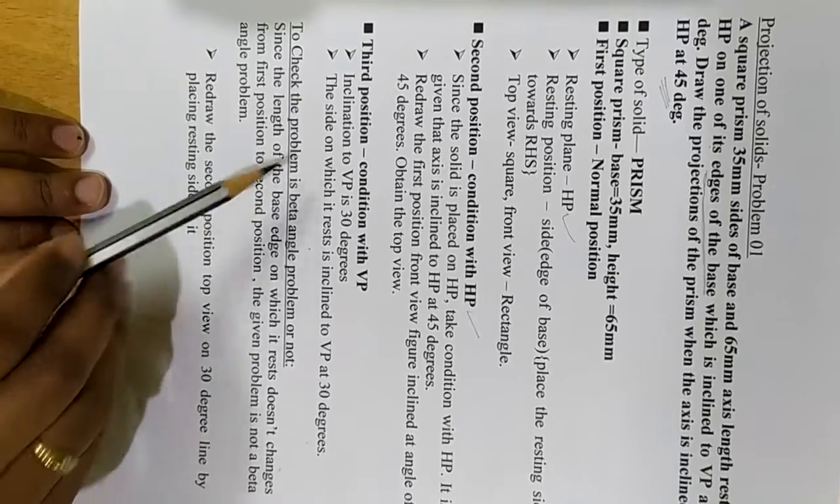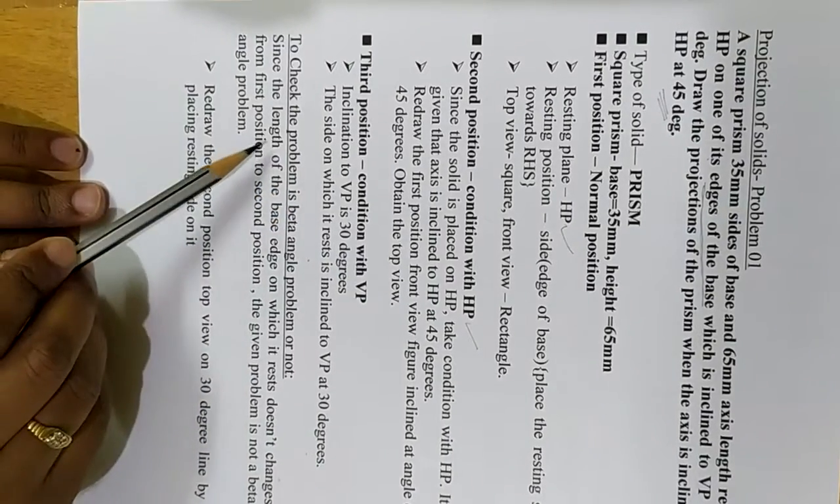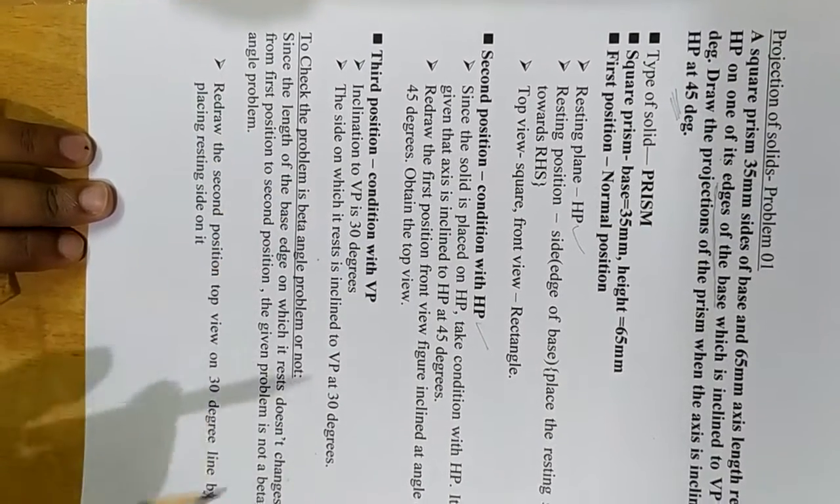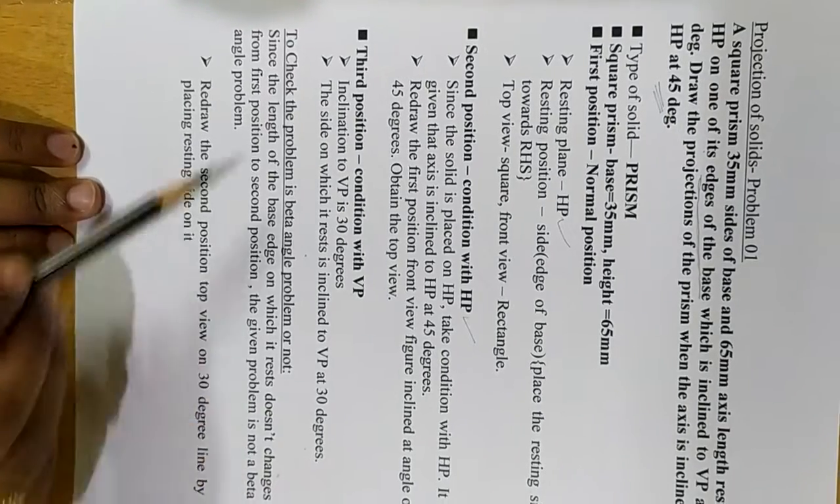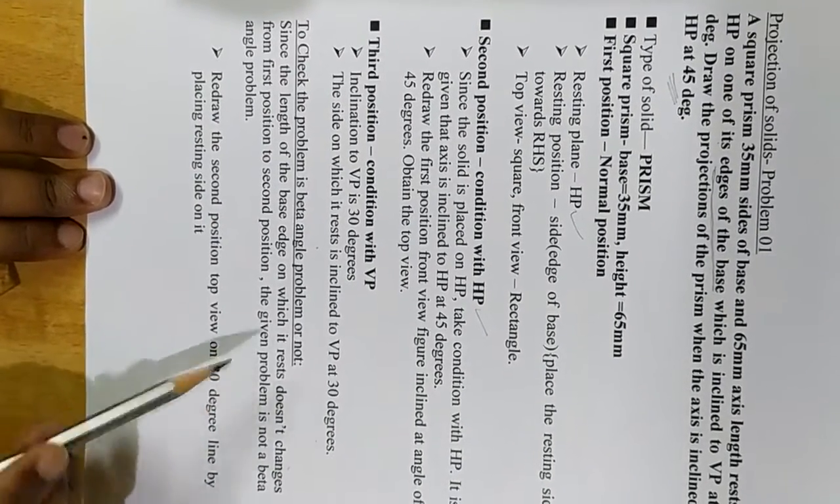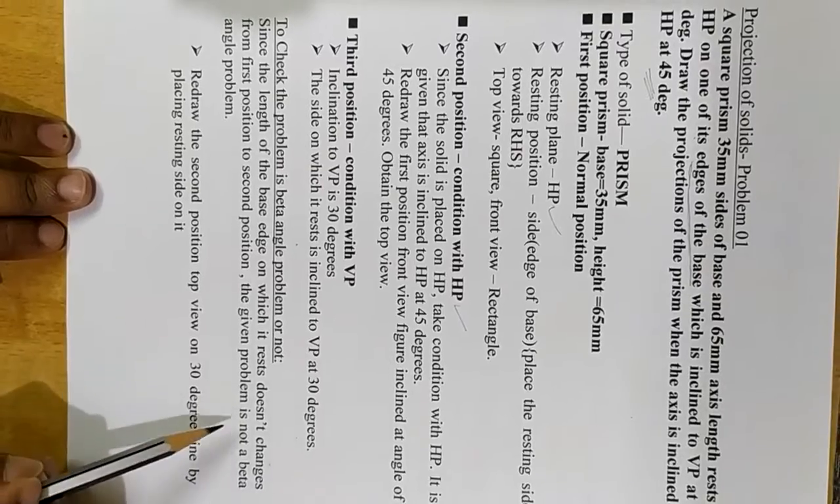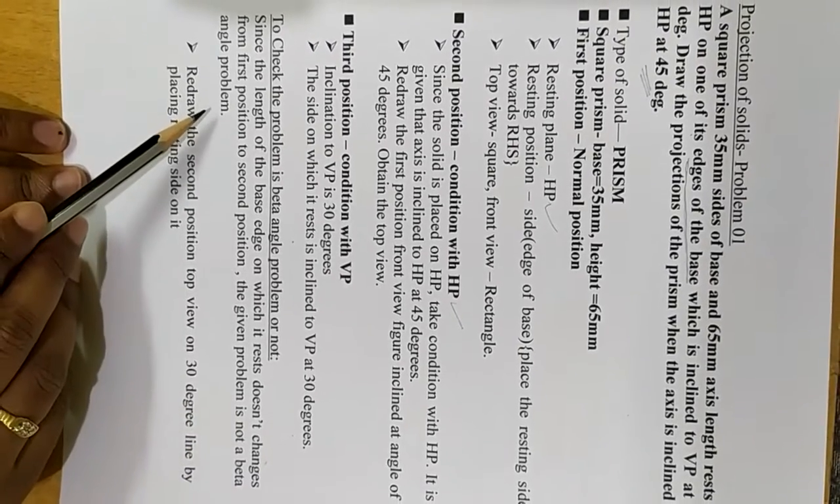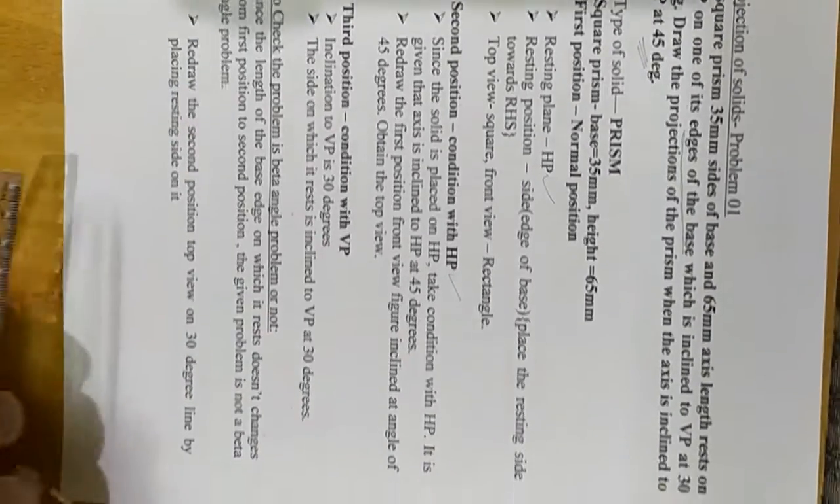So here the side is inclined. Since it is the side length of the base, it remains the same. It does not change from the first position to the second position. So if the length does not change, then the given problem is not a beta angle problem. You can observe here in this figure.